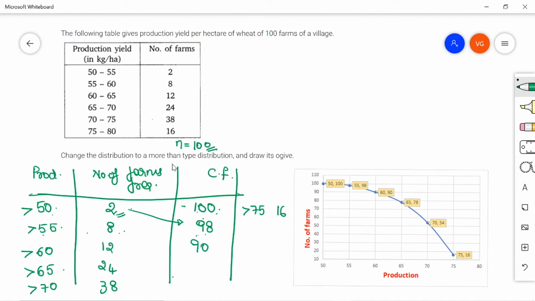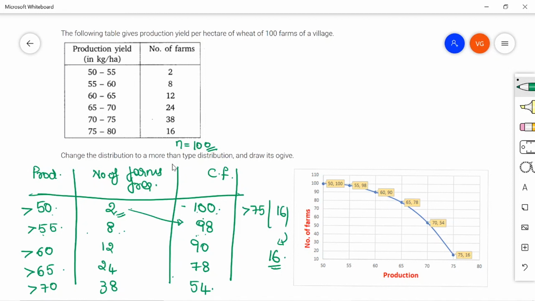Minus 12, I will get it as 78. Then 78 minus 24, 54. Next you will get the corresponding cumulative frequency. Here I am writing it as 54 minus 38, that will come to 16, right? So now we have to draw the ogive here.